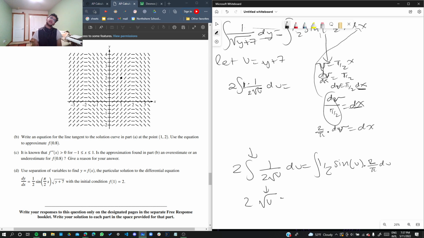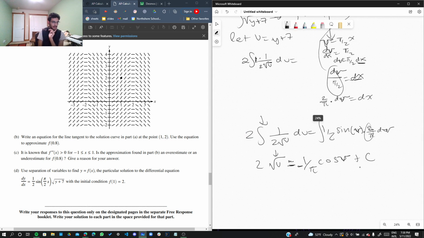That equals, what is it? Half times, what is it? The derivative of sine is negative cosine v. Oh yeah, and we had this 2 over pi thing, so that's just 1 over pi, right? 1 over pi cosine v plus c. Oh yeah, these are v's, my bad. So then now I'm just going to replace everything. u was y plus 7, and then v was, what is it? v was pi over 2x.